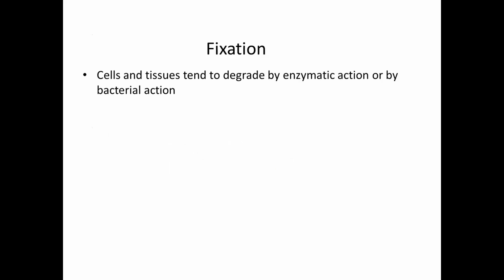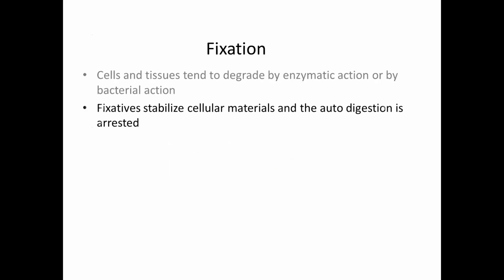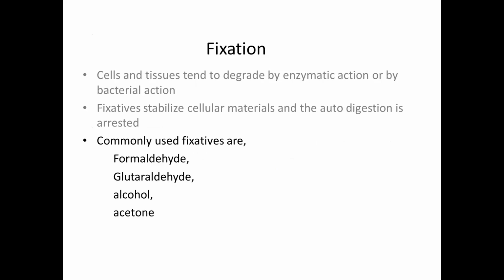Let's learn about fixation a little bit more. As I said, cells and tissues tend to get degraded by enzymatic action or by bacterial action once they are taken out of the body. Fixatives stabilize the cellular material and prevent autodigestion of tissues. These are the commonly used fixatives: formaldehyde, glutaraldehyde, alcohol, and acetone. In our lab, we use formaldehyde.